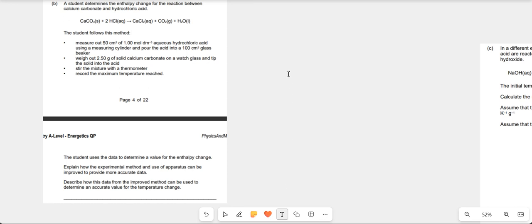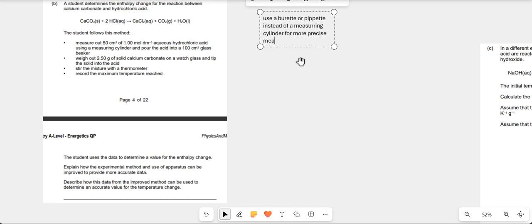So this one here is a bit long. First thing I would say is use a burette or pipette instead of a measuring cylinder for more precise measurement of the volume of 1 mol per dm³ HCl. Also, use a polystyrene cup or insulate the beaker to minimize heat loss to surroundings, and maintain a more constant temperature during the reaction.